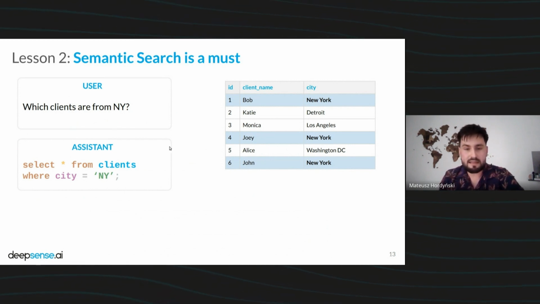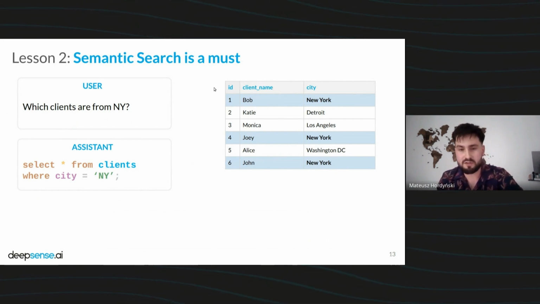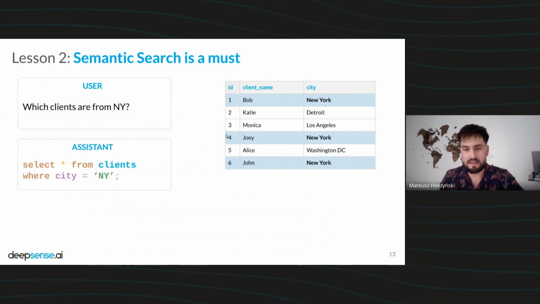But let's take a closer look at our data. Here we have a clients table. It's super simple. It has only 3 columns: ID, client's name, and city. And here is our data. I will give you a moment to see if you can spot the problem with this query.